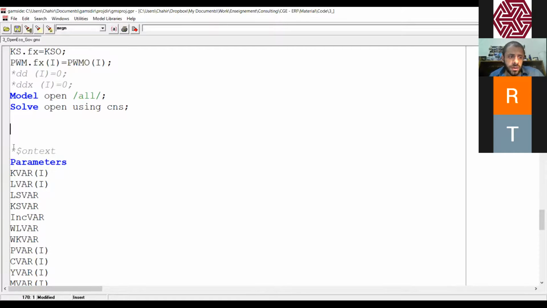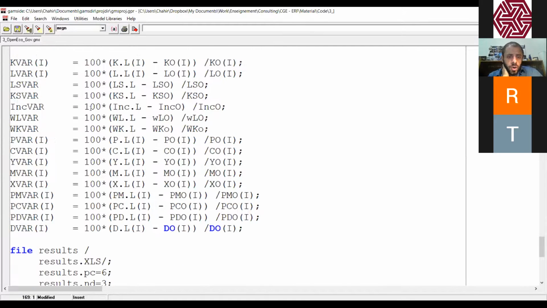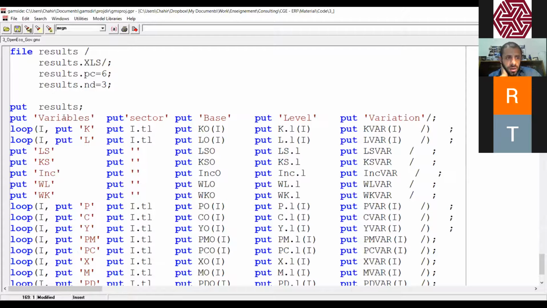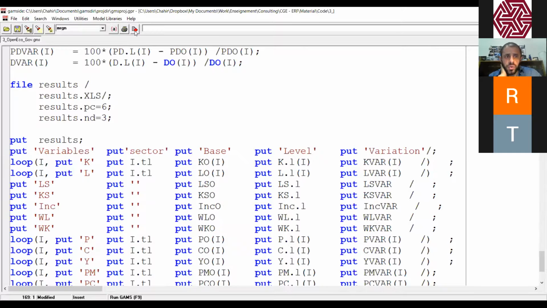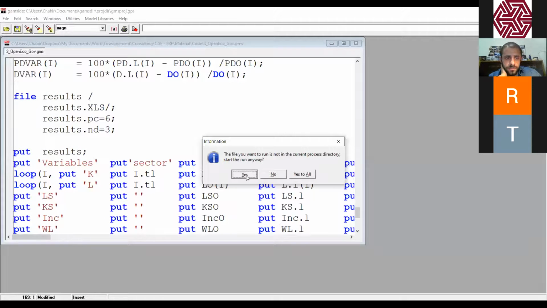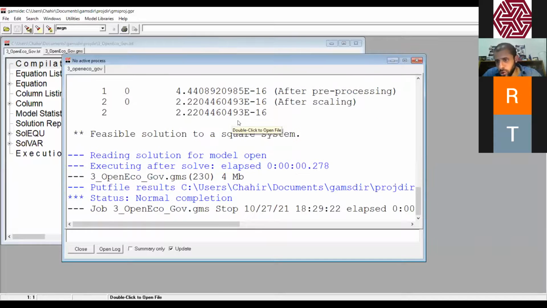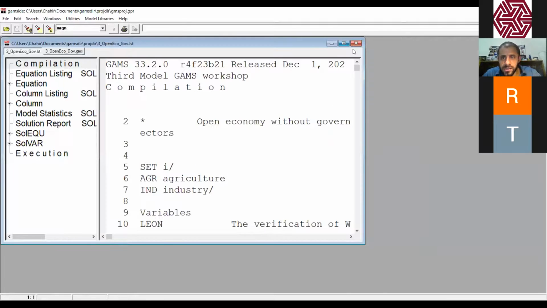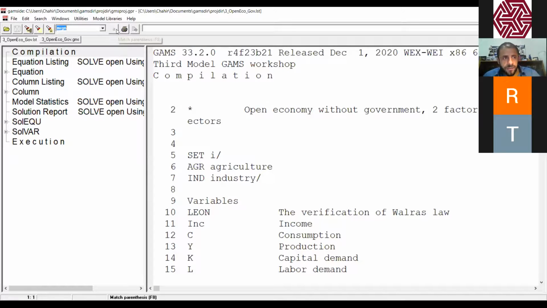So we call this model open. We will solve the model again. So now we have exactly the same thing, but we have more parameters, more columns and files that we have here. Okay, so I will run the model. And here I didn't introduce any simulation, right? And we are told that we have an infeasibility of 4.4 to the negative 16, which is fine. Feasible solution to a square system. If I close this and I search for infeasibility, there is no infeasibility, which means that my model is working.